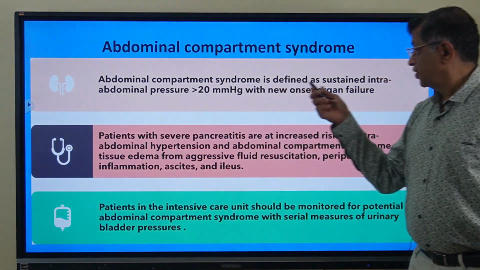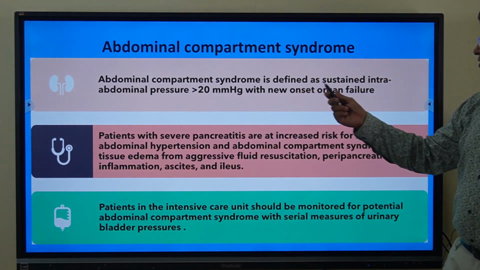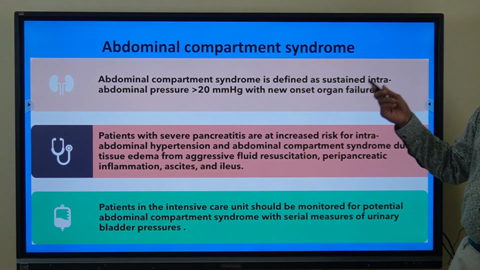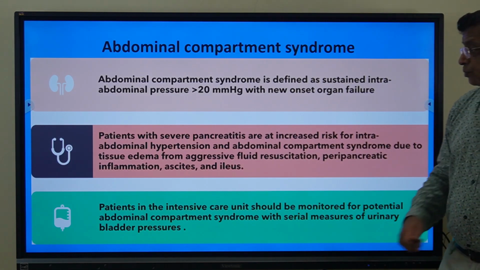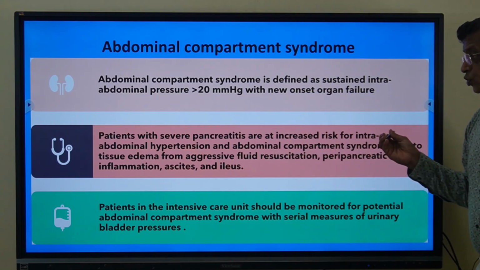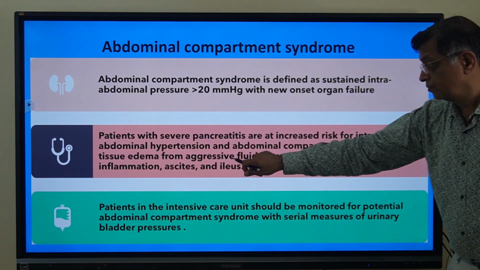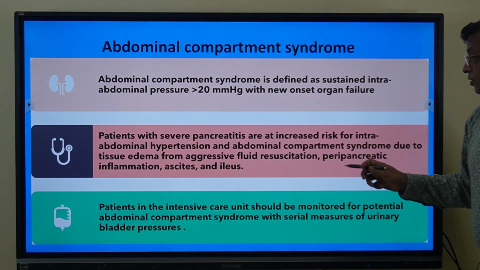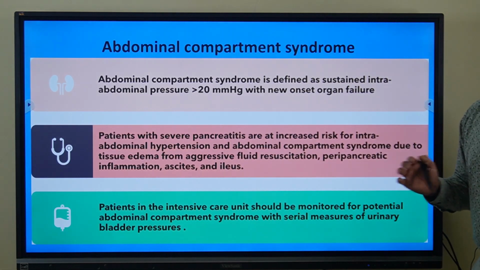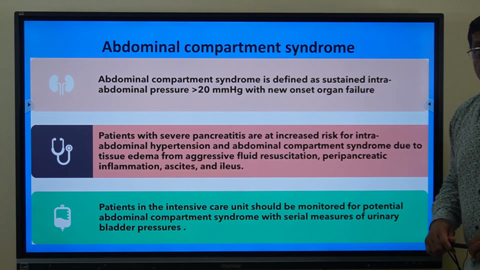Abdominal compartment syndrome is defined, as we have seen in our last lecture, as a sustained intra-abdominal pressure of more than 20 millimeters of mercury plus evidence of new onset organ failure. Patients with severe acute pancreatitis are at increased risk of intra-abdominal hypertension and abdominal compartment syndrome because of interstitial tissue edema from second and third spacing and aggressive fluid resuscitation, then peripancreatic inflammation, ascites and ileus. All these factors together increase the intra-abdominal pressure, and there is a risk of abdominal compartment syndrome.